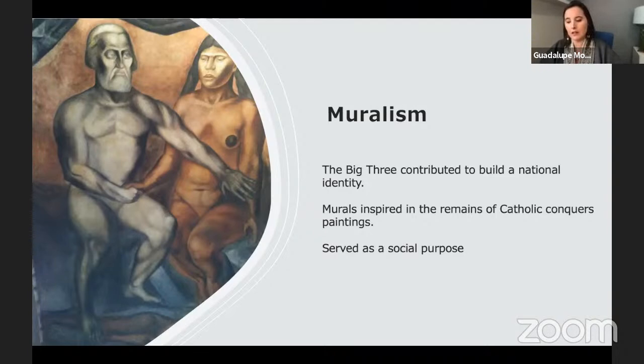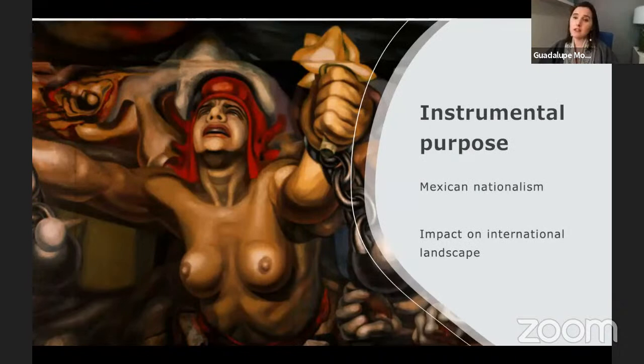The actualization of these scenes through the arts served a social purpose: to establish a public and unrestricted dialogue. The Big Three had grown up during the time of President Porfirio Díaz within a highly socially and economically stratified society, and the proliferation of information fought against these inequalities. Without intending to do so, the Mexican Revolution created a lasting impact on an international scale.